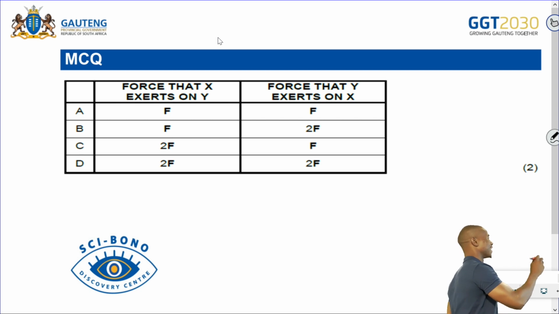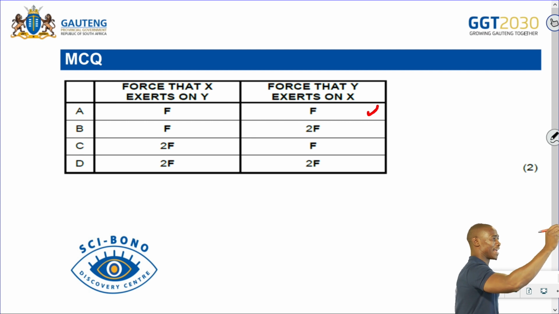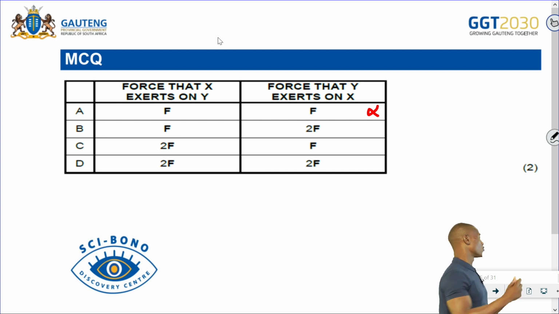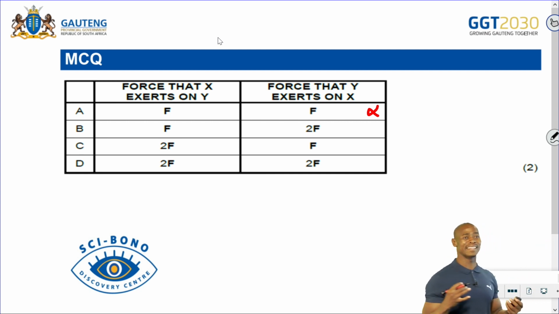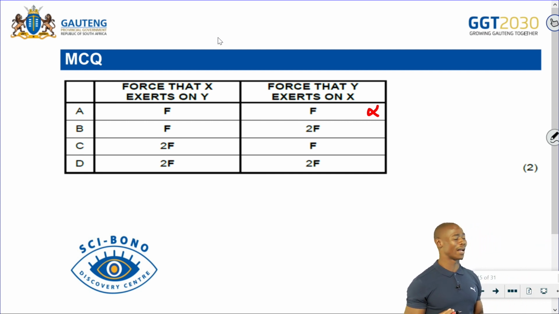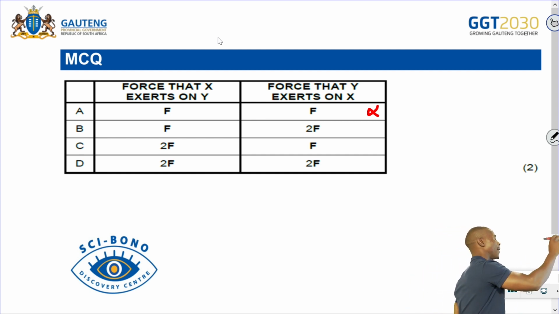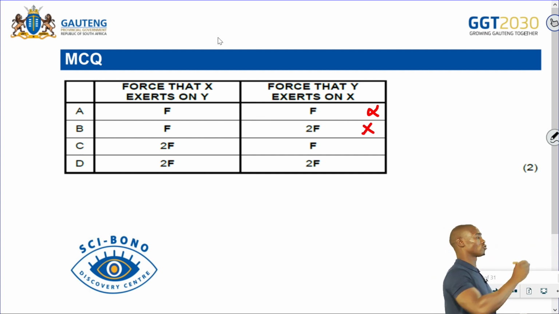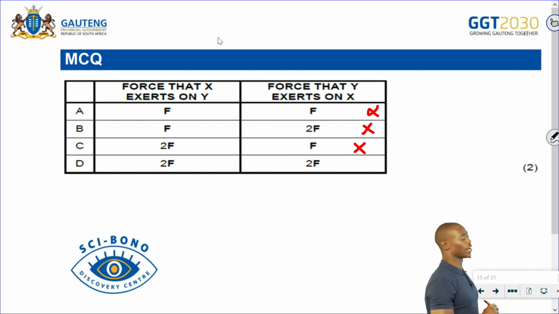The correct answer here cannot be A, because now the new F, remember mass is doubled, and the new force that the two spheres exert on each other is twice F. So we're expecting the magnitude of the forces to be equal. Application of Newton's third law. If you check B, the magnitudes are not equal, so it cannot be correct. If you check C, also the magnitudes are not equal, so it cannot be C.